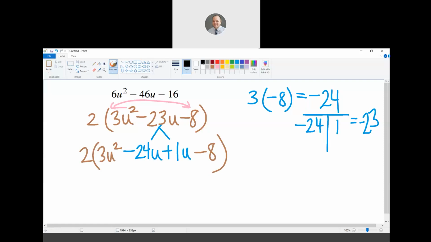The last step is factor by grouping. So we'll group the first two terms and the last two terms and pull out their GCFs. The first two terms have a 3 in common as well as a u. Now, what's left in parentheses once we've taken out the 3u is u minus 8.